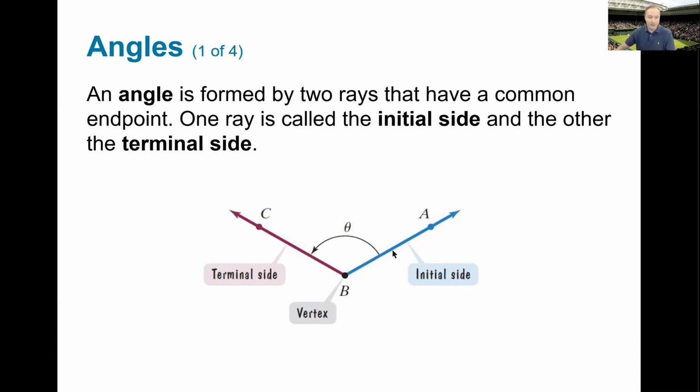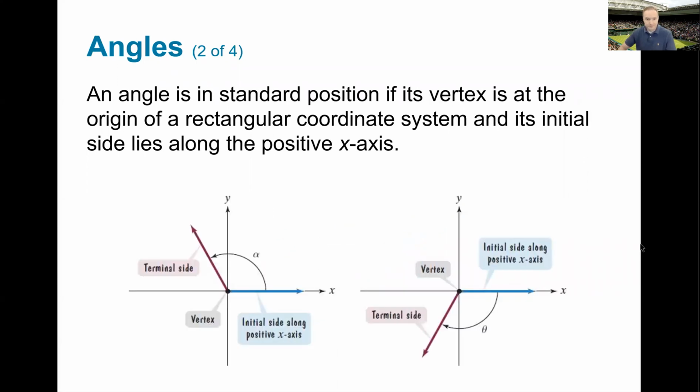Now, this angle is moving in a positive direction. Positive direction for angles is counterclockwise. If it would be going in the other direction, that would be considered a negative angle. Negative angles always move in a clockwise direction.